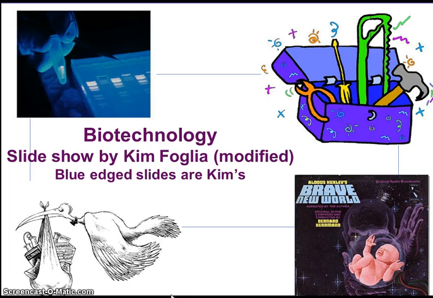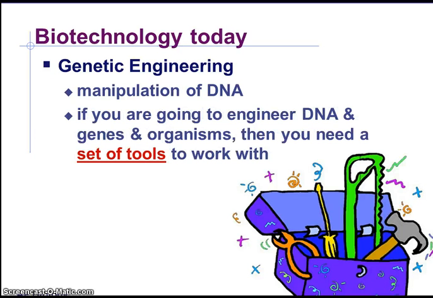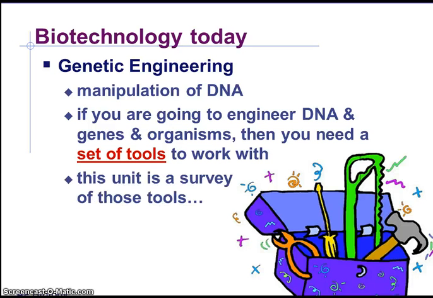So the next thing we're going to talk about is biotechnology. How are we using all these things in technology today? So we have all kinds of different parts. Basically, it's all summed up in genetic engineering, which is a manipulation of DNA. And so you have to have different tools to be able to work with. So we're going to be looking at our different tools.